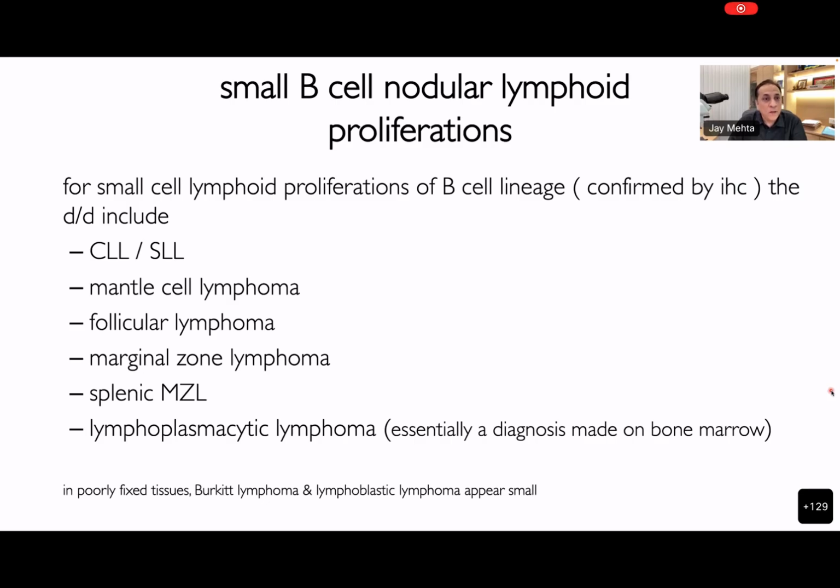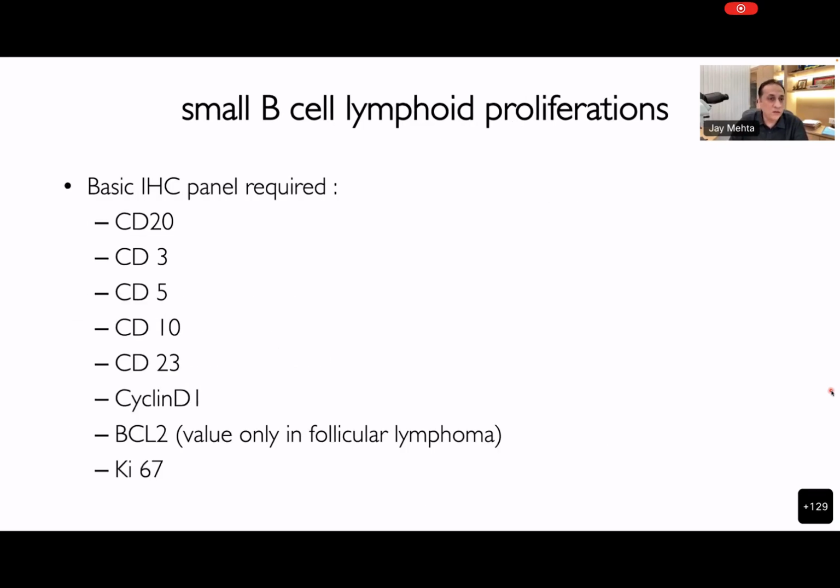For small cell lymphoid proliferations of B-cell lineage, which you have confirmed by immunohistochemistry, the differentials include CLL or SLL. You can include mantle cell lymphoma, follicular lymphoma, marginal zone lymphoma, splenic marginal zone lymphoma, and a remote differential of a lymphoplasmacytic lymphoma that you essentially make a diagnosis on bone marrow. In poorly fixed or suboptimally fixed tissues, Burkitt lymphoma and lymphoblastic lymphomas tend to appear small, so you need to look around for those features as well. So what's the basic IHC panel that you require for small B-cell lymphoid proliferations? Essentially, you need at least some of these markers here: CD20, CD3, CD5, CD10, CD23, cyclin D1, BCL2, and Ki67.